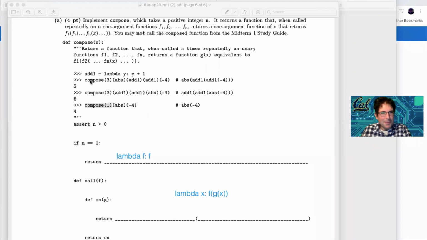If compose was called on 3 things, and now we've taken in abs as f and add 1 as g, we still need to take this function and compose it with whatever comes next. So we started with 3 functions. Now we've kind of taken the first 2 and put them together. We still need room for the other one, which I think we could get by calling compose on n-1.